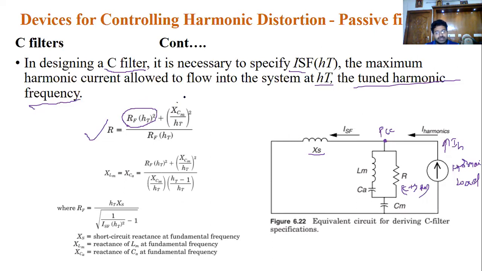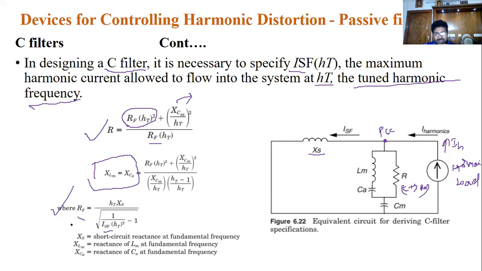So this is the capacitive reactance value divided by the harmonic order. We know that XLM is equal to XCA, under resonance conditions. We are using this formula, so on that basis you can calculate this RF. What is RF? RF is nothing but HD into XS by the square root of 1 by ISF into HD minus 1.